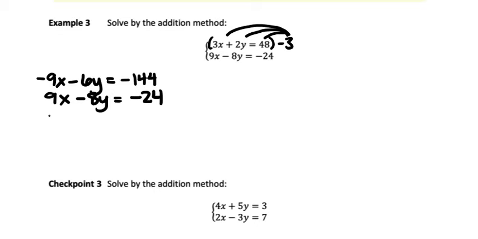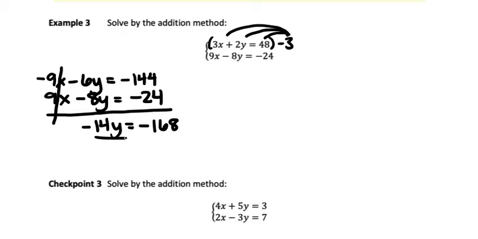And now I'm going to add the equations together. So we have negative 9x plus 9x. That's 0x. 0 times anything is 0, so that just cancels out. Negative 6y plus negative 8y is negative 14y. And negative 144 plus negative 24 is negative 168.